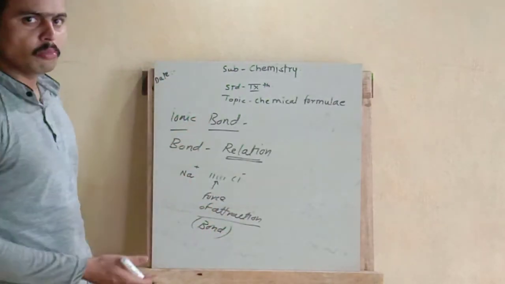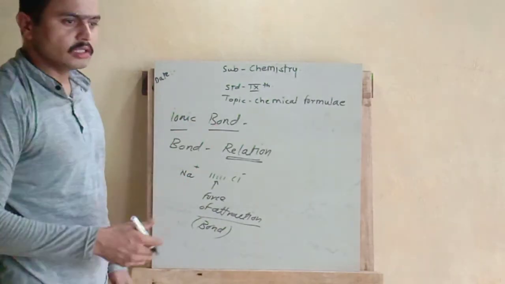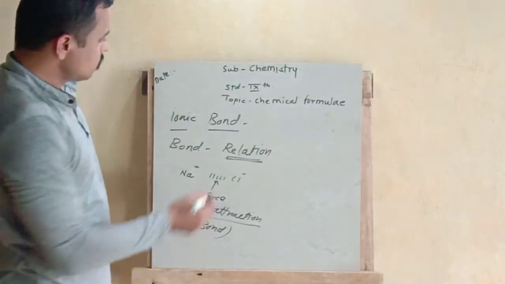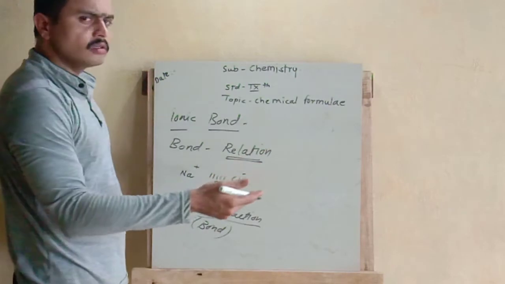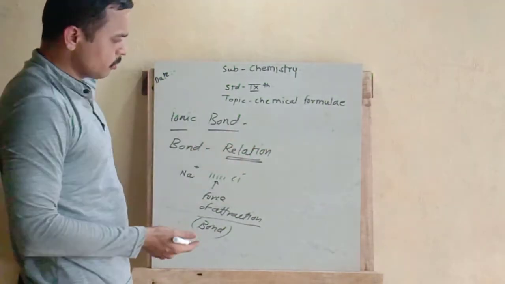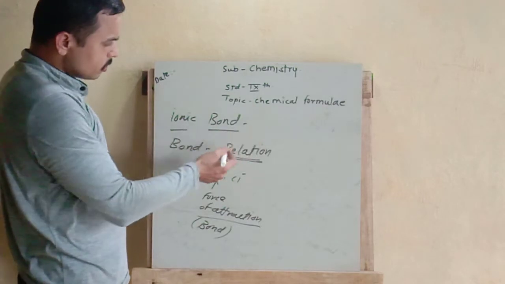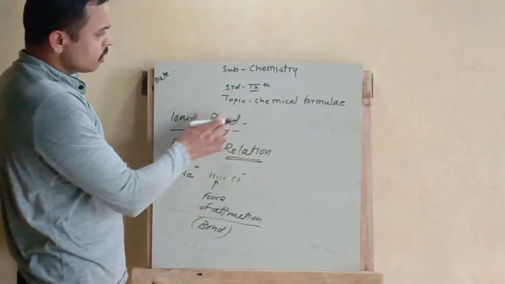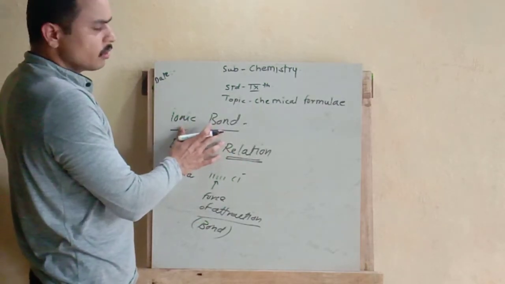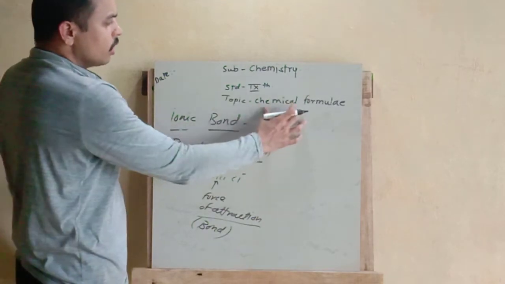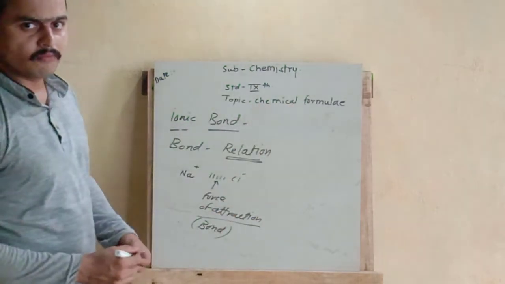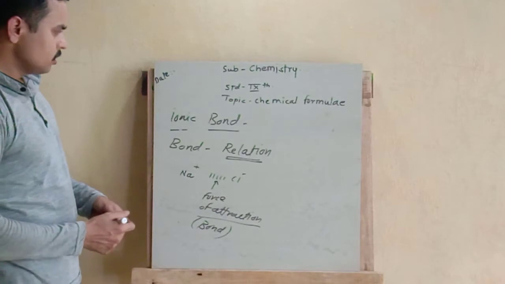There are different types of bonds. You are going to study in 10th standard regarding bonds, chemical bonding. In that topic you are going to learn more about that bonding. Now I am not going further for bonding, but these basic fundamentals should be clear while you are studying this particular topic of chemical formula. That's why I have shown you this ionic bond.